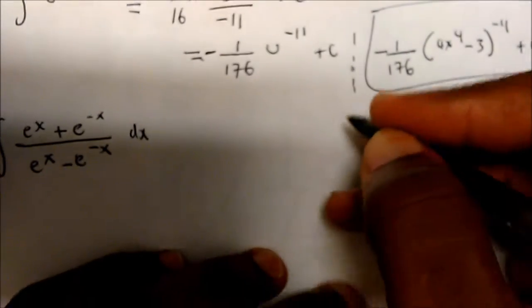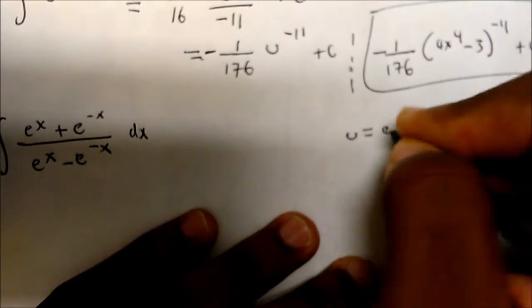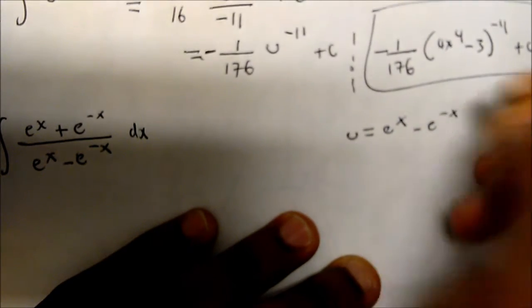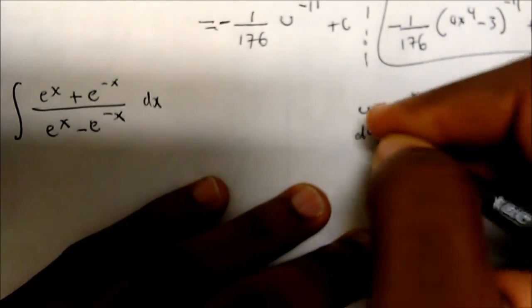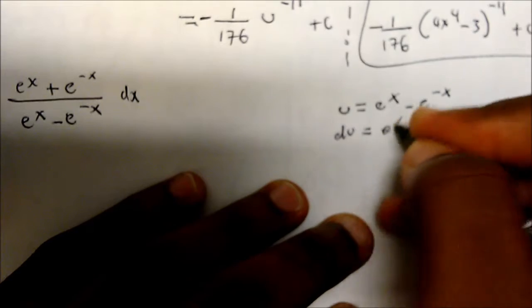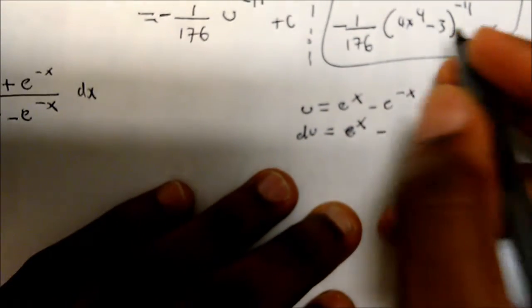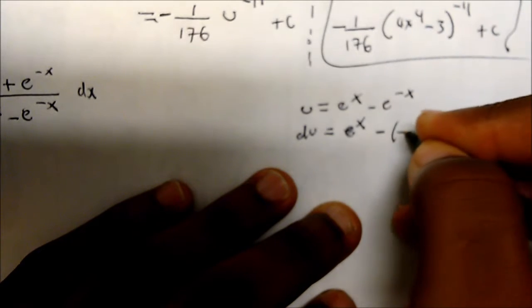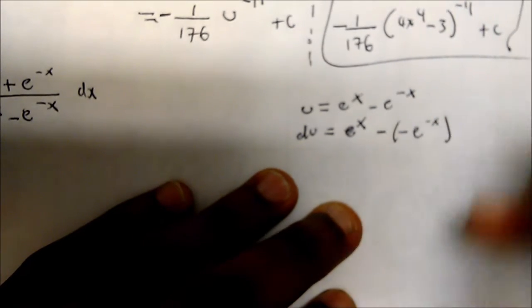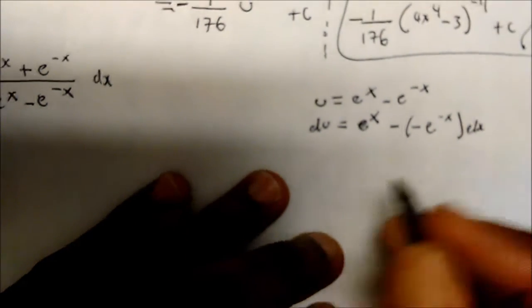So in this case, I'm going to let u equal e to the x minus e to the negative x. Taking the derivative of this, the derivative of e to the x is e to the x, minus, using the chain rule, the derivative of e to the negative x, which is negative e to the negative x, dx.